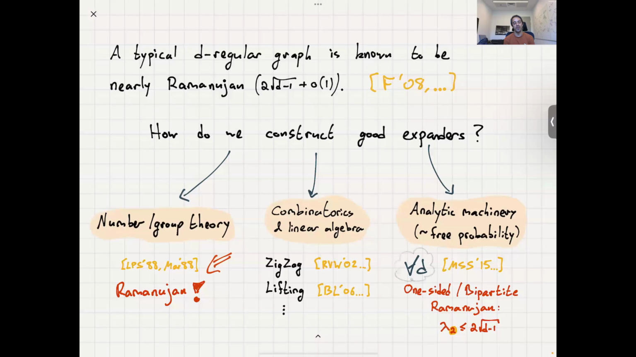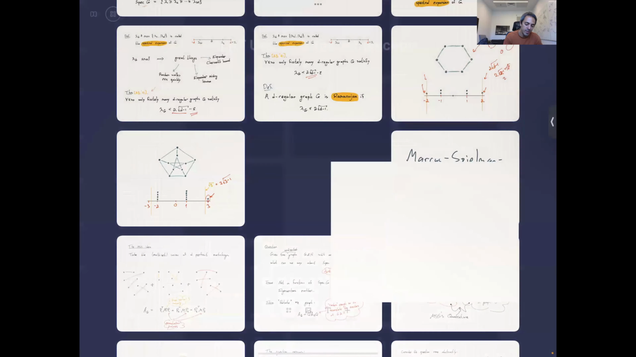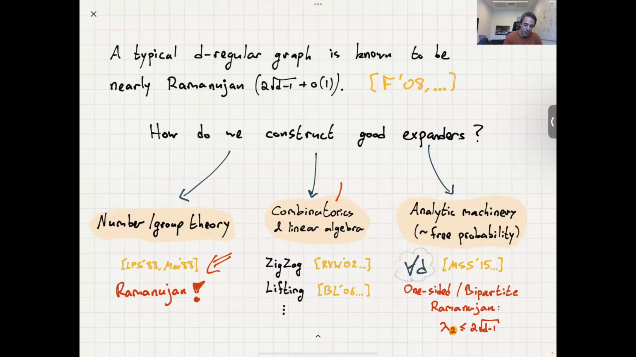So it's hard to play with. So people started to ask, can you construct expanders by elementary means, something that you can play with and do what you want with it. And the code name for simple, elementary is combinatorics in this setting, right?